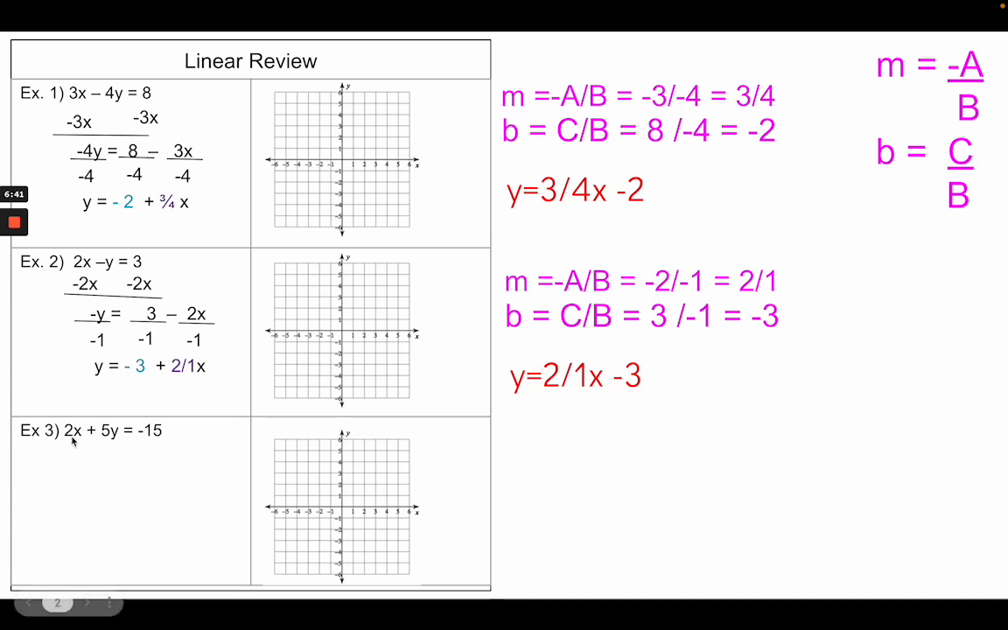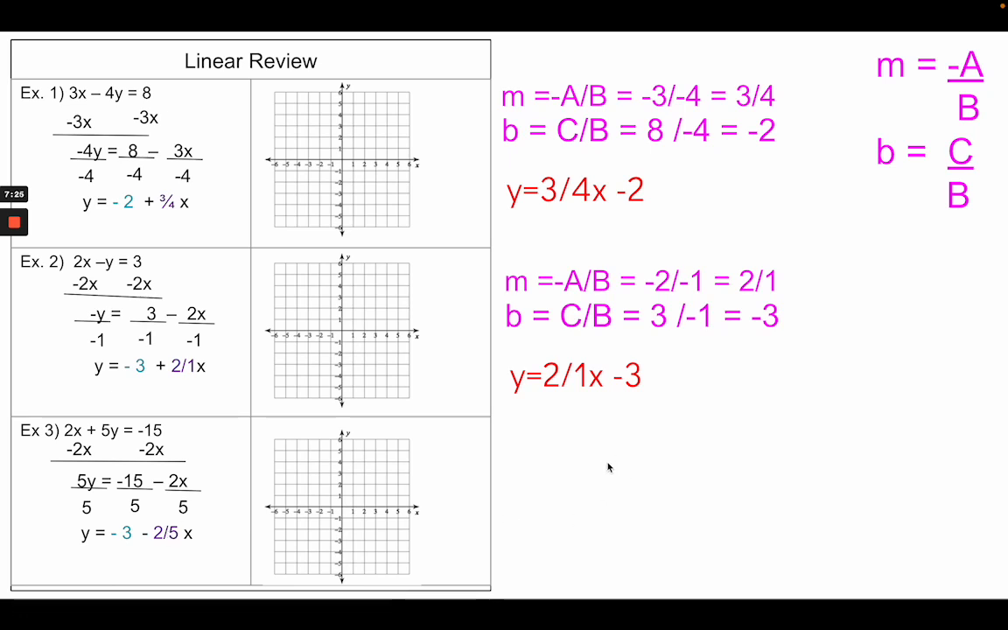Okay, and lastly, we have 2x plus 5y equals negative 15. Again, when it is in this format, I want the y to be by itself. So I'm going to minus 2x from both sides, because whatever I do to one side, I have to do to the other. I'm going to get 5y left on this side. On this side, I have negative 15 minus 2x. Again, constant, coefficient cannot combine. Divided by 5, divided by 5, divided by 5. I'm going to get y equals negative 15 divided by 5 is negative 3. Negative 2 divided by 5 is negative 2 over 5x.